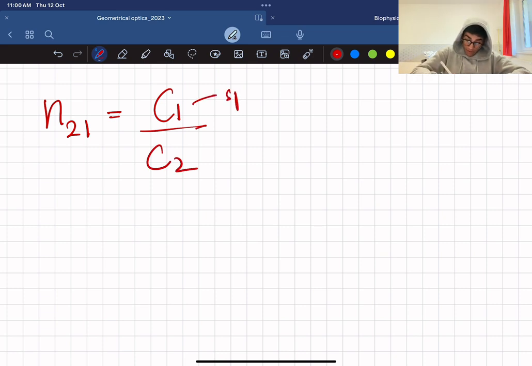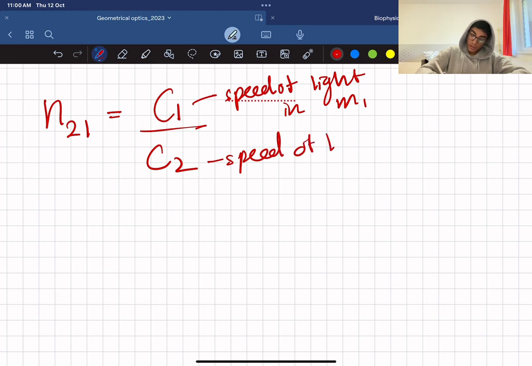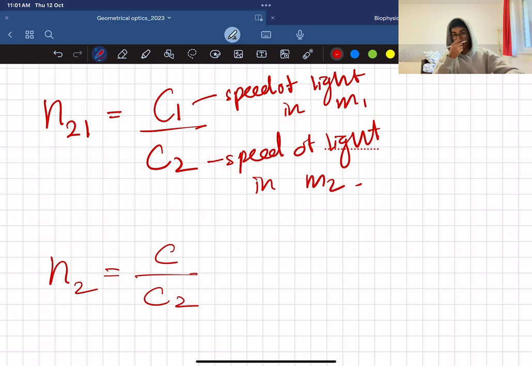Speed of light in medium 1, because it's a ratio. It compares the speed of light in this medium to this medium: the speed of light in M1 and the speed of light in M2. But N2 is different. N2 will be C by C2. What is just C? Just C refers to the speed of light in a vacuum.